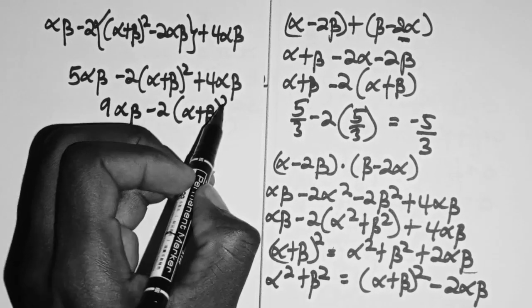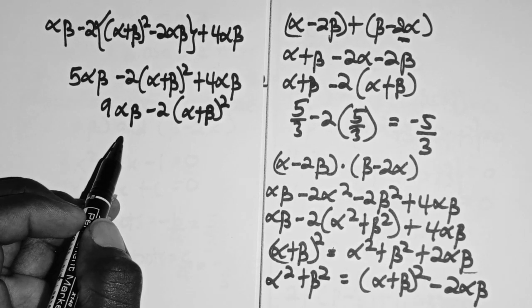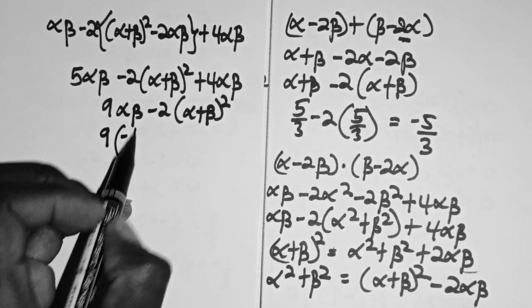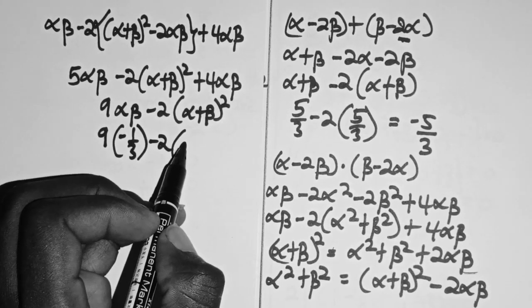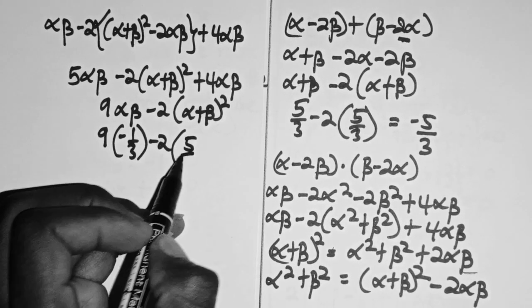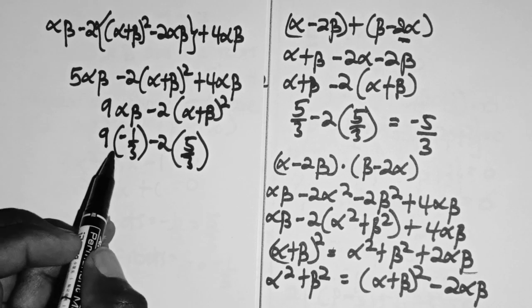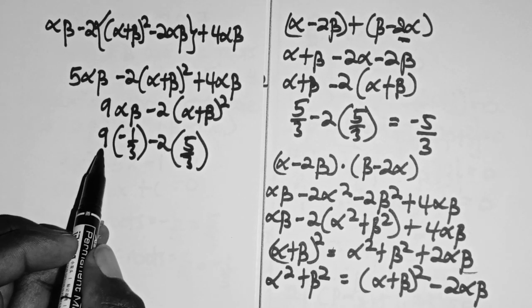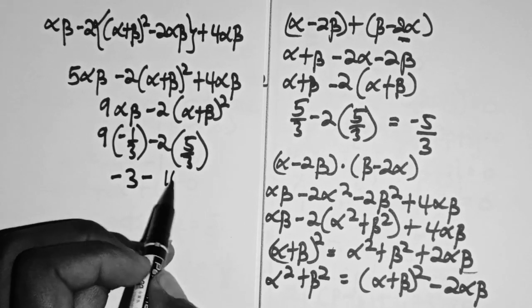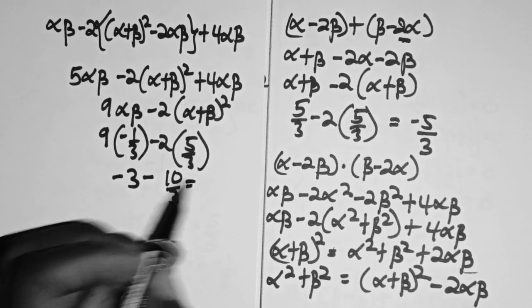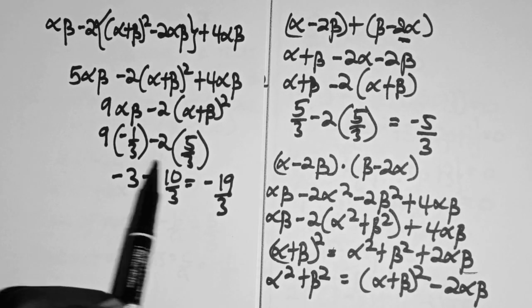But we know that alpha beta is minus 1 over 3. So this becomes 9 times minus 1 over 3, and minus 2 times alpha plus beta is 5 over 3. So if we further simplify, we find out that here becomes minus 3, then minus 10 over 3, which is equal to minus 19 over 3. Sorry, I made a mistake here.